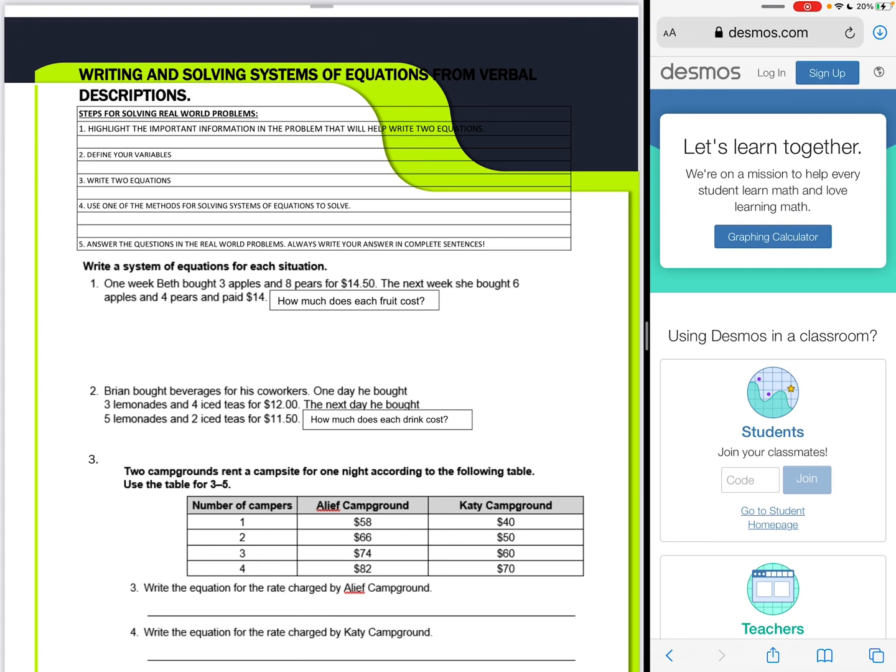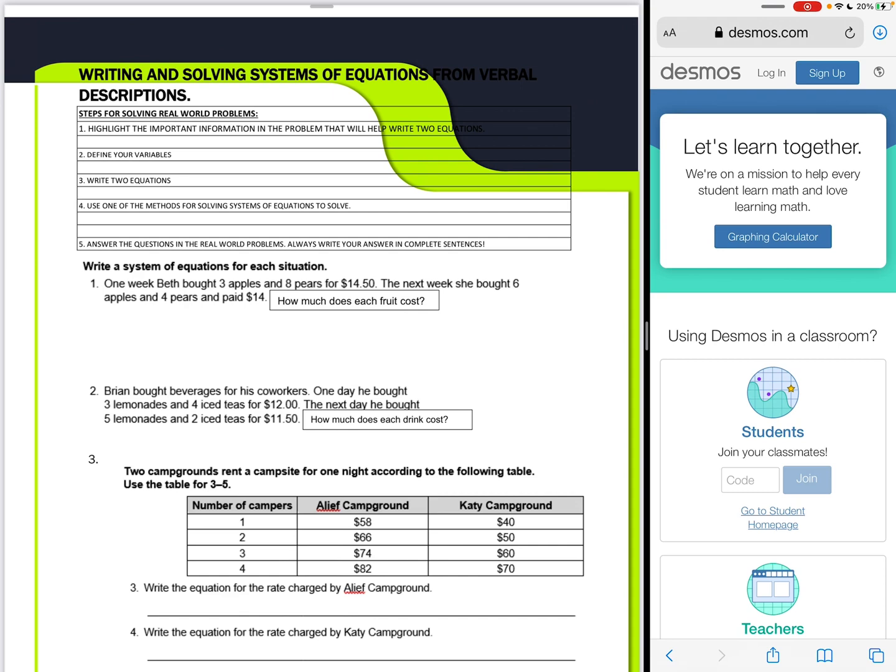All right. So here we are with number 1. It says write a system of equations for each situation. And then we're going to answer the question. All right. So for number 1, it says one week, Beth bought 3 apples and 8 pears for $14.50. The next week, she bought 6 apples and 4 pears and paid $14. How much does each fruit cost?